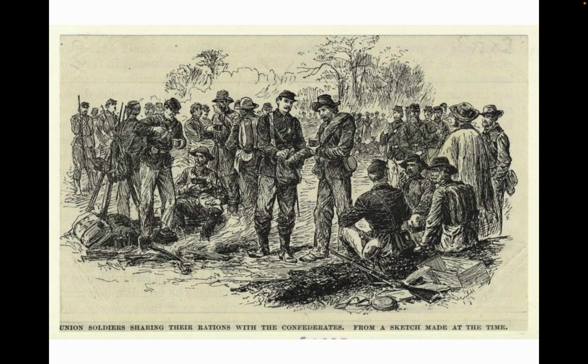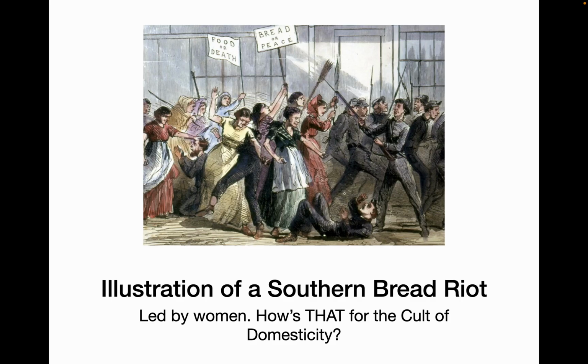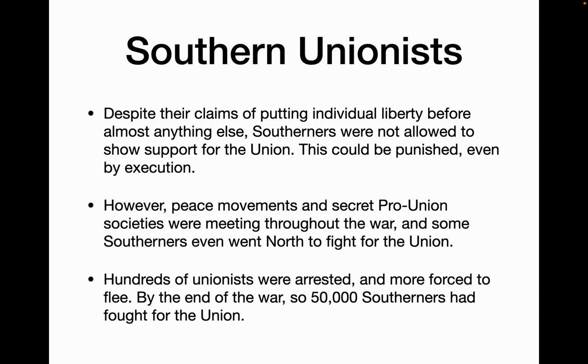So here are Union soldiers actually sharing their rations with Confederates during a time when, after these Confederates surrendered, they didn't have the food in order to survive, and so the North is kind of keeping them alive. And here is a food riot, a bread riot that happened in Mobile, Alabama, I believe, but it also happened in Richmond, Virginia. And a lot of these food riots were led by women. And my first thought when I read that is, how's that for the cult of domesticity coming back at you a little bit?